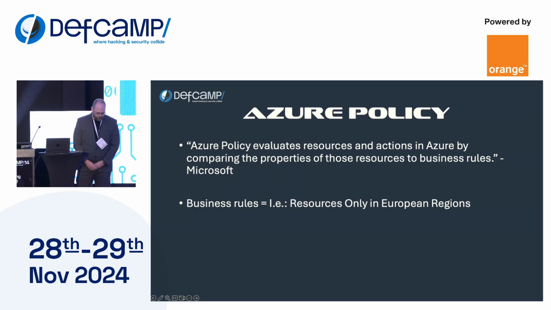So I will talk about Azure policy. So Azure policy evaluates resources and actions in the environment by comparing the resource properties and the business rules. So what it means is a business rule can be something like you are only allowed to create a resource in European regions. So like in US West, you can't create any resources.